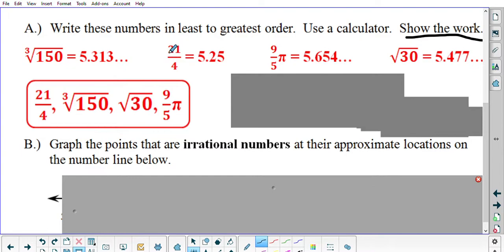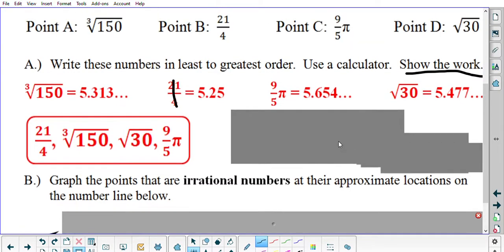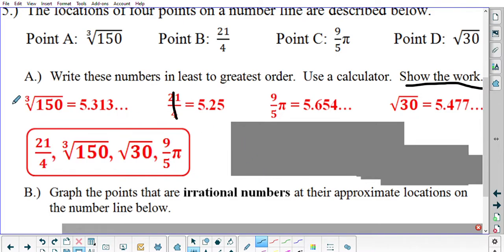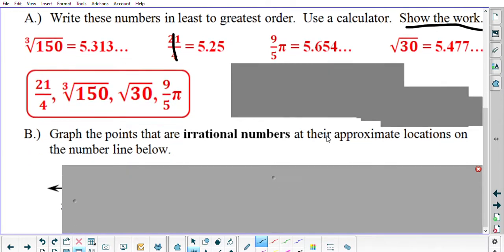I got news for you. 21/4 is rational, not irrational. But the other 3 were the irrational numbers because they were the decimals that went on forever and did not repeat. So we are only going to be graphing point A, point C, and point D because they were the irrational numbers. Point B was rational. So we're not graphing point B. Okay.